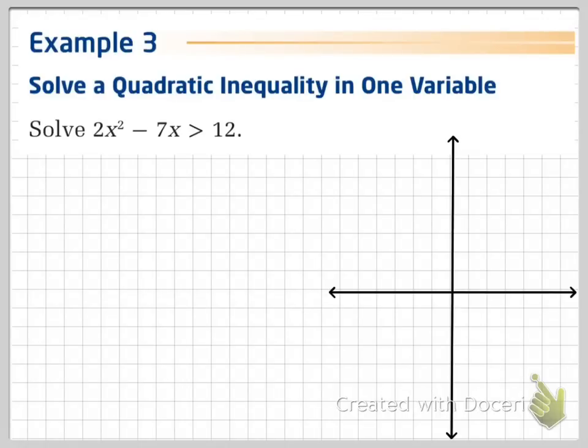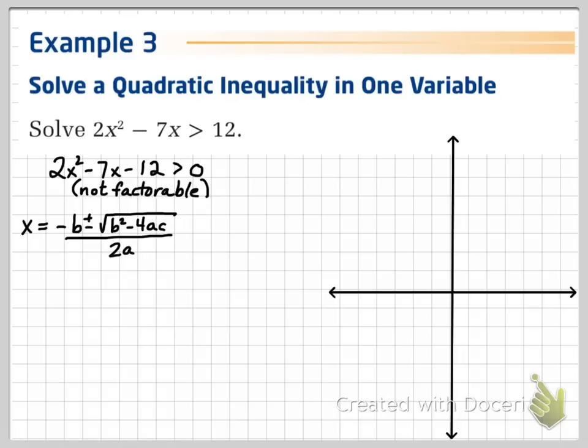All right, let's do example 3. Solve a quadratic inequality in one variable. This time it looks a little different: 2x squared minus 7x is greater than 12. If you bring the 12 over to the other side by subtracting 12 from both sides, you get 2x squared minus 7x minus 12 is greater than 0. Then we could try to factor that, and since it can't be factored, we can use the quadratic equation.